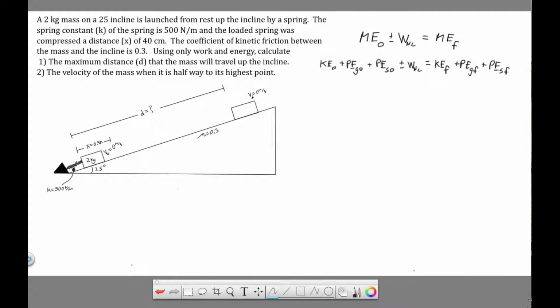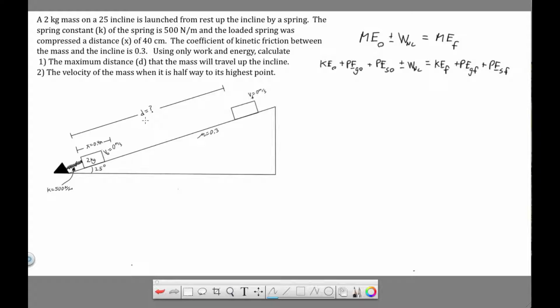Okay, so here we have a 2 kilogram mass on a 25-degree incline, and this mass has been compressed 0.4 meters into the spring, and it starts from rest. The spring is going to launch the mass up the hill. We're given the spring constant of the spring as 500 newtons per meter, and we're also told that friction is present between the block and the incline, and the coefficient of friction is 0.3.